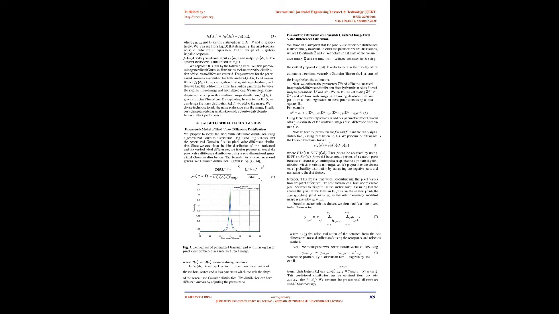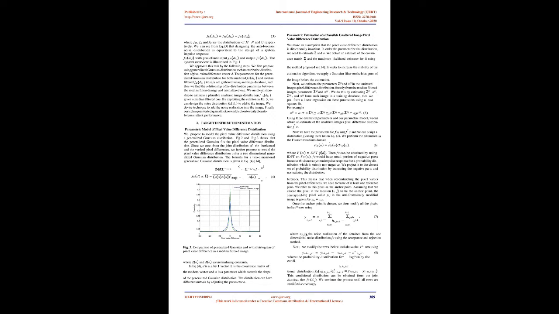Let the random variables u and m be the pixel value difference of an unaltered image and a median filtered image, respectively, and n be a random variable representing the anti-forensic noise. Then, by exploiting the property that when two random variables are added together their distributions convolve with each other, f_u = f_m * f_n, where f_m, f_n, and f_u are the distributions of m, n and u respectively. We can see from Eq. 3 that designing the anti-forensic noise distribution is equivalent to the design of a system impulse response f_n(d_ij), with predefined input f_m(d_ij) and output f_u(d_ij).